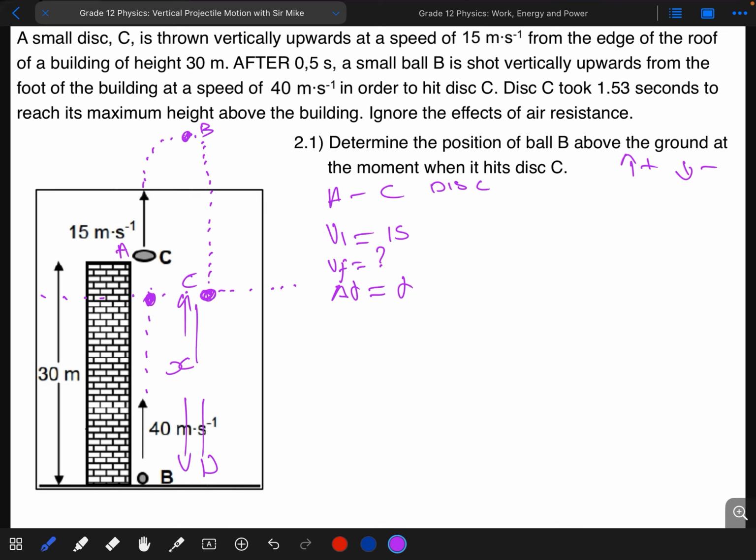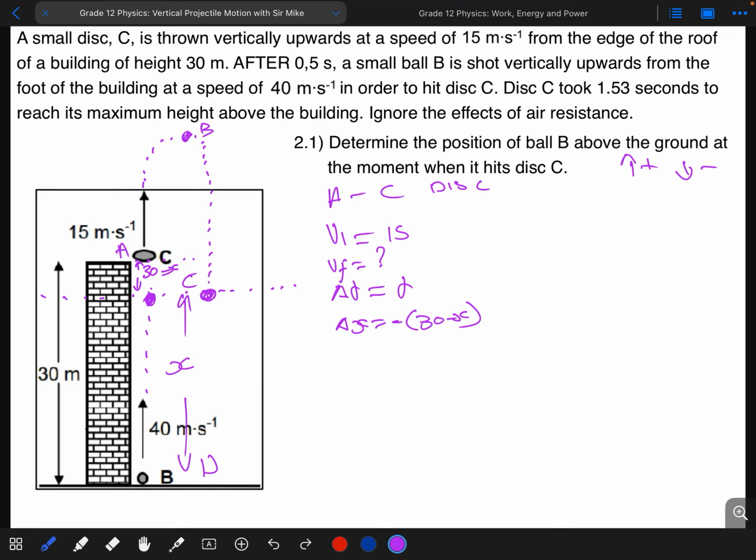Now remember that if I let this height above the ground be x, then the remaining there would simply be 30 minus x. So for object C, my displacement would be negative 30 minus x. The reason it is negative is that this object was displaced 30 minus x meters below the building. So this is simply the direction.